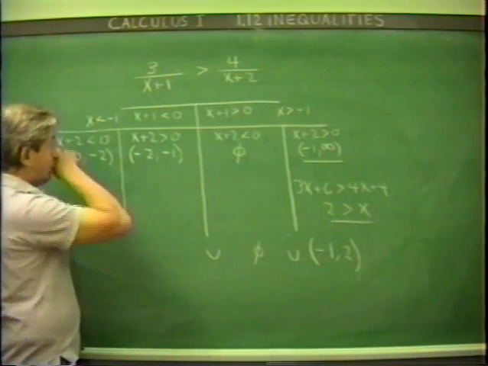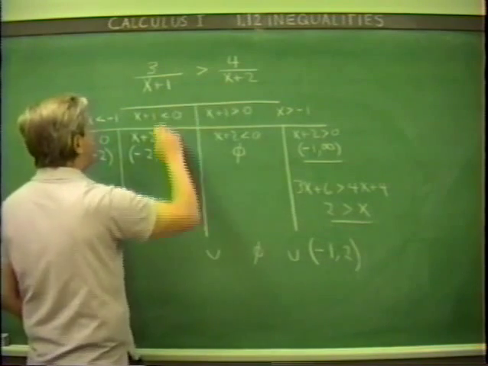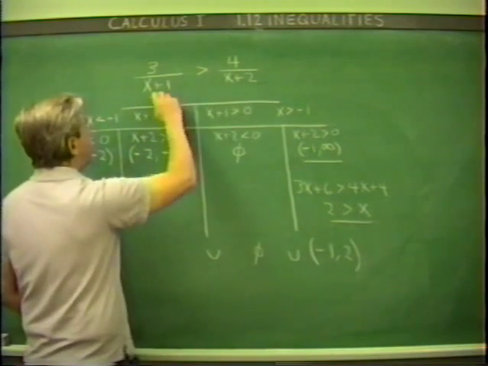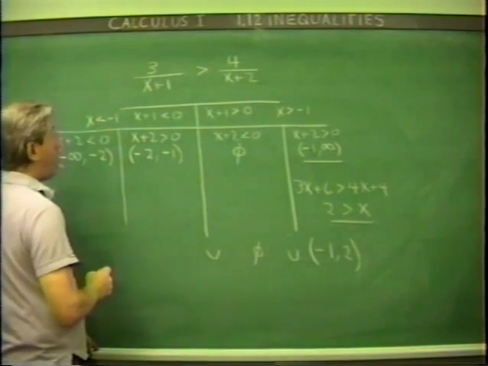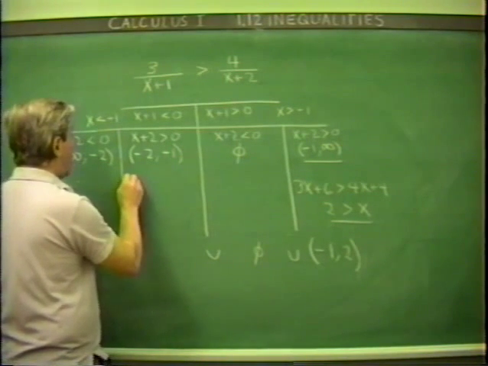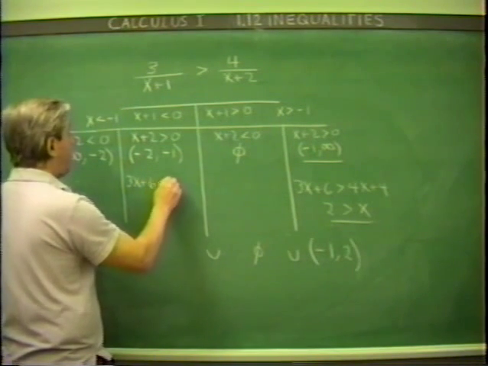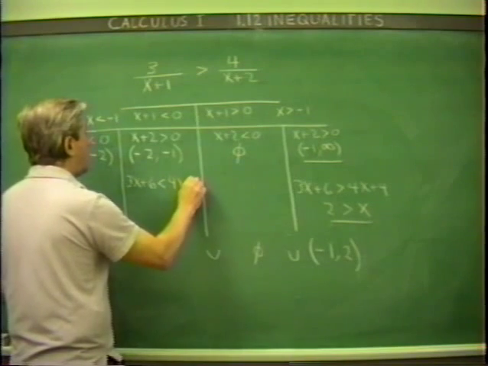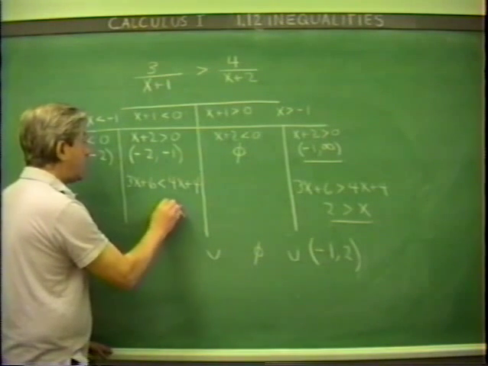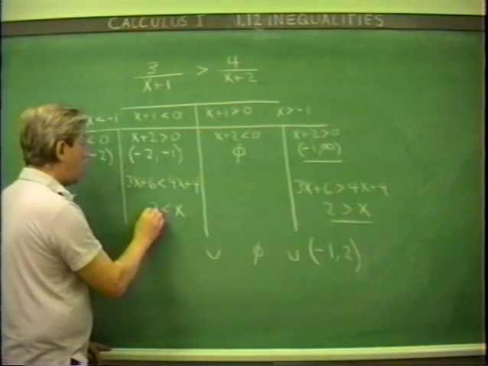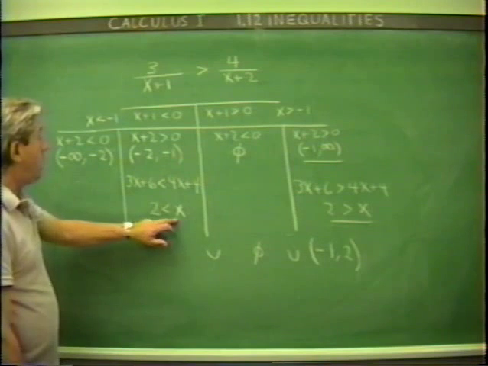Over here, the numbers in this interval here, for those numbers, x plus 1 is less than 0 and x plus 2 is greater than 0. So if we multiply both sides of the inequality by x plus 1, it will reverse the inequality, and by x plus 2, it will then leave that inequality reversed. So we're going to get 3x plus 6 is less than 4x plus 4. Or again, subtracting 3x from both sides, we get x larger than 2.